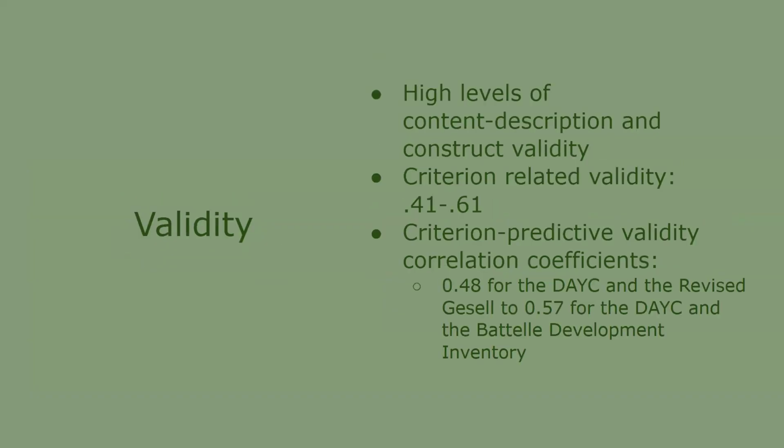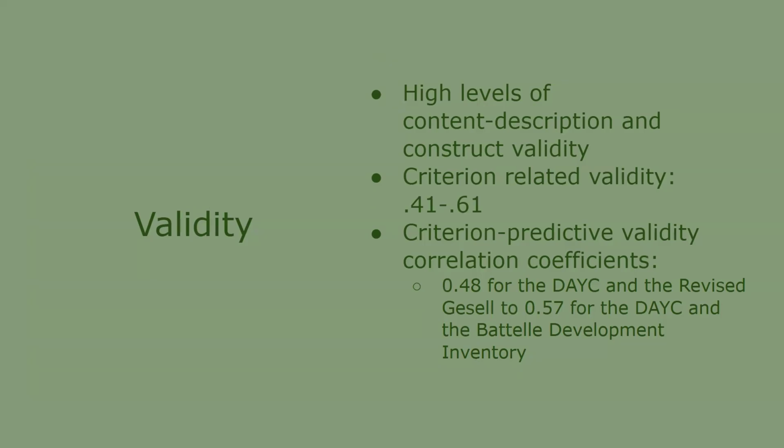While I was researching, a lot of my research showed that it had high levels of content and construct validity. Content validity basically means how well the assessment measures the behaviors it's meant to measure. In this case, it'd be the five areas I mentioned earlier: social emotional, communication, cognitive, physical, and adaptive. The research also showed criterion related validity, which was about 0.41 to 0.61, which are decent scores. They're not super high or as high as I would like them to be, but they're all right. They're okay. They're valid, as one might say.